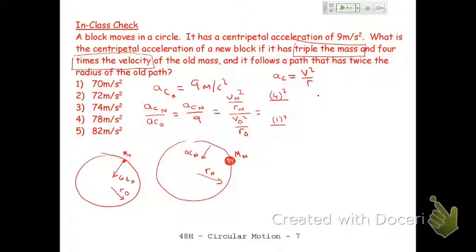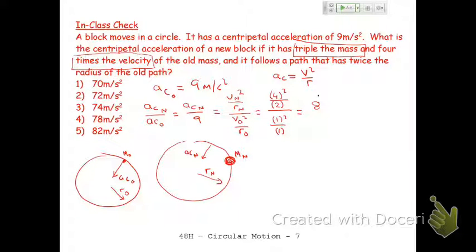And then a path that is twice the radius. I don't know what the old radius was, and I don't know what the new radius is, but I know it's twice as big. So I'll put down 2 for the new and 1 for the old, and then divide them. So you see I have 4 squared over 2, all over 1. 16 over 2 is 8.